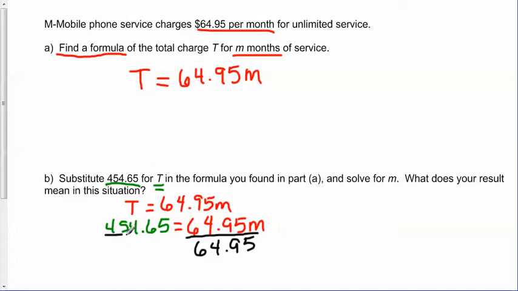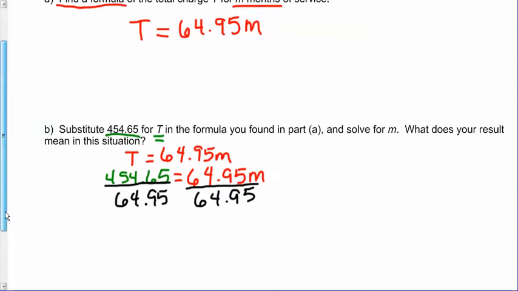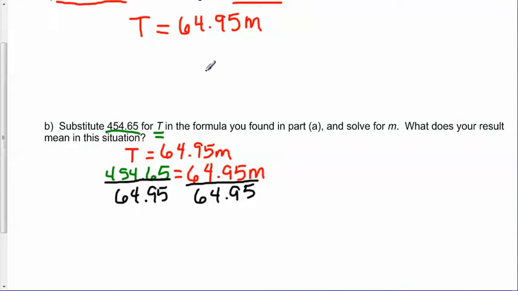And this is a problem that would be very appropriate to use your calculator for. Doing this long division by hand would really be obnoxious. So we can just go ahead and use a calculator for this. Let me scroll down a bit so I've got more room. Over on this side, the M's are going to cancel out, and I'm going to be left with M by itself on the right side. And on the left side, when I do that division, I end up with 7.